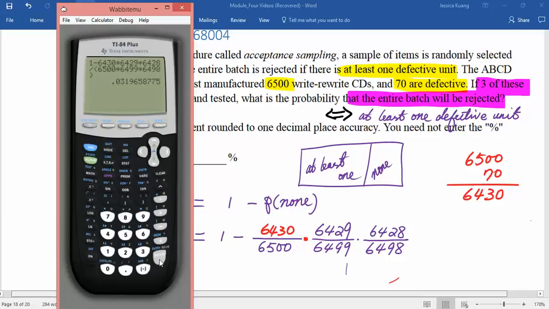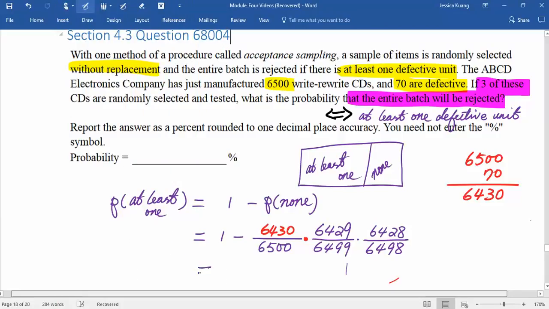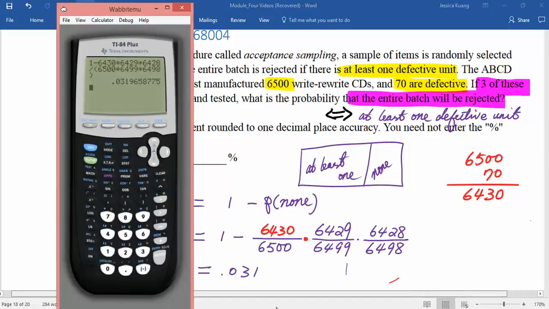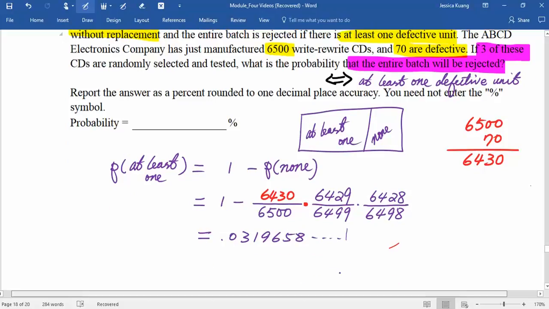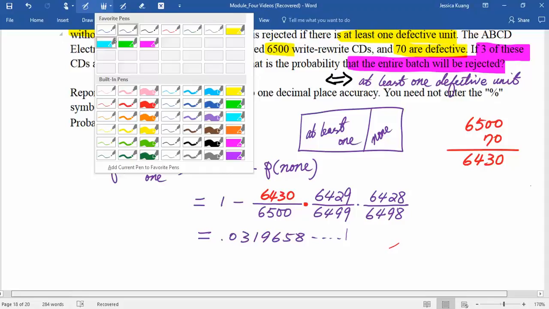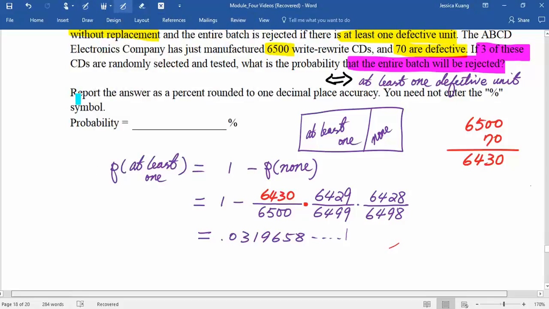So let me see, 0.031965, and I'm just going to copy the first few digits: 19658, and it keeps going. Now, let me read the question one more time. The question asked me to report the answer as a percent and round it to 1 decimal place.